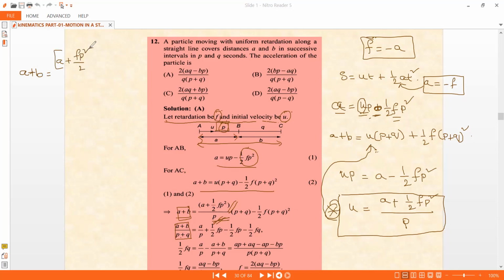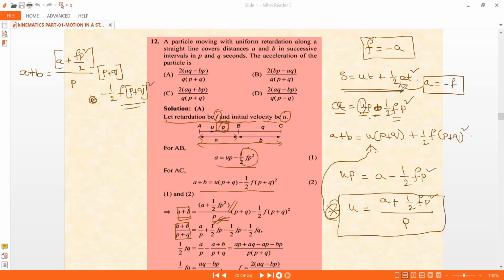Okay. And now divided by P, this is what you have, into P plus Q, plus you have minus half F into P plus Q whole square. So we are using S is equal to ut plus half a t square.